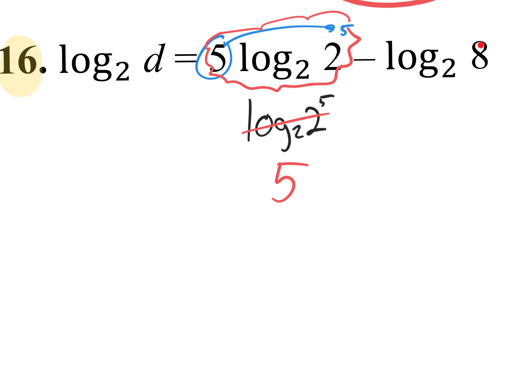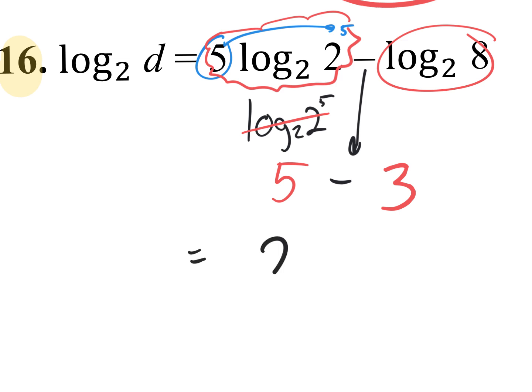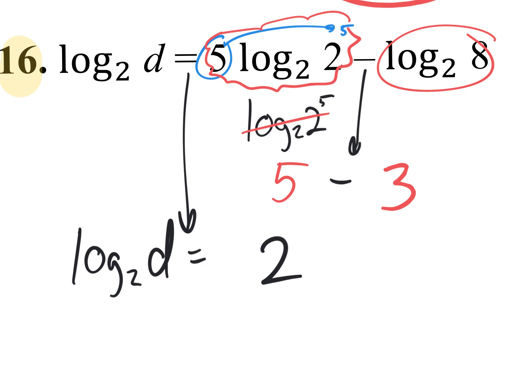This log base 2 of 8, you could actually do that, right? 2 to what power gives you 8? 3. So you really have the minus sign, and then this, which equals 3. So you really have 5 take away 3, which is 2. So the equal sign comes down. You have the answer 2 on the right side. On the left side, you have log base 2 of d.